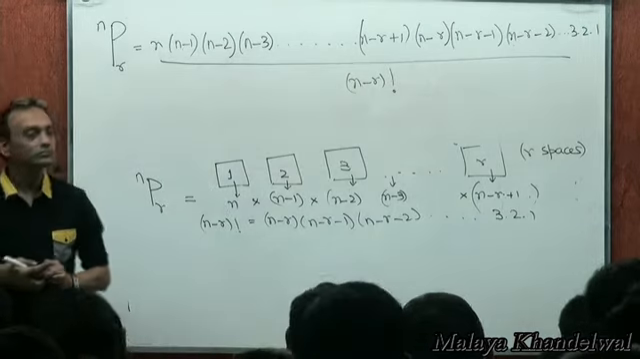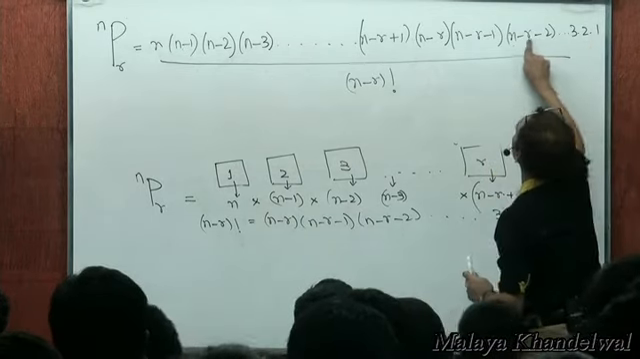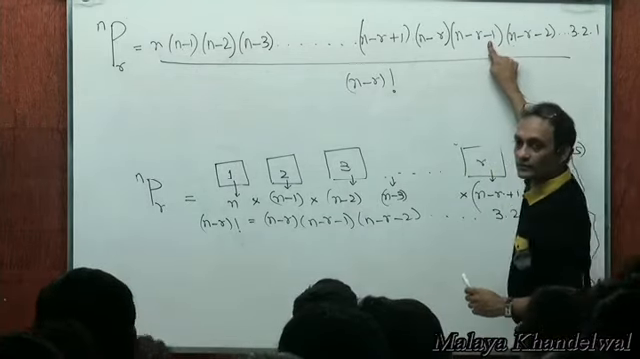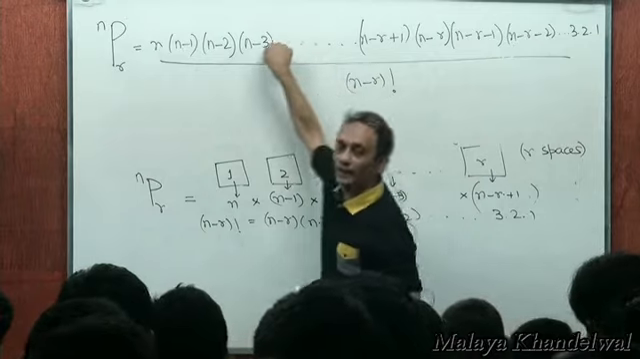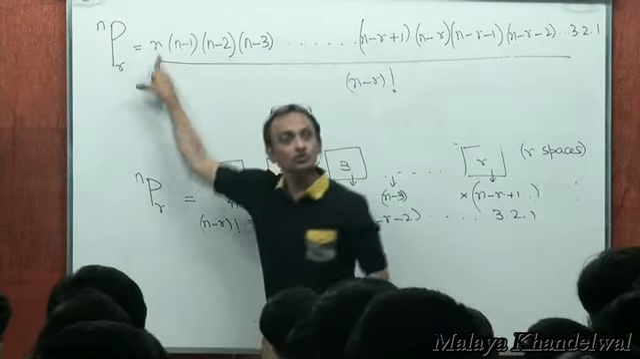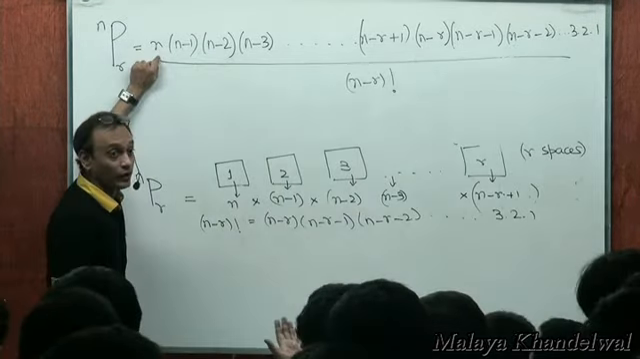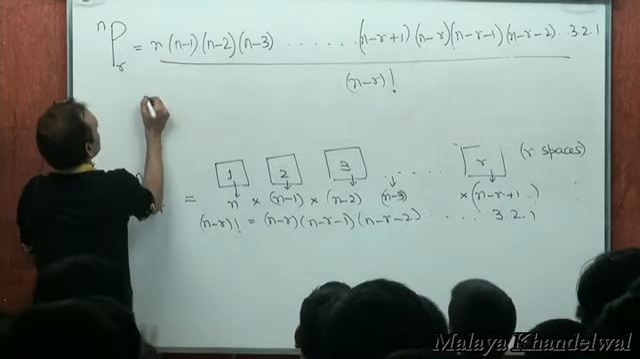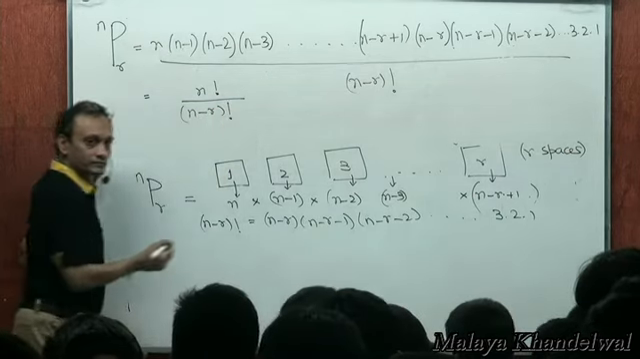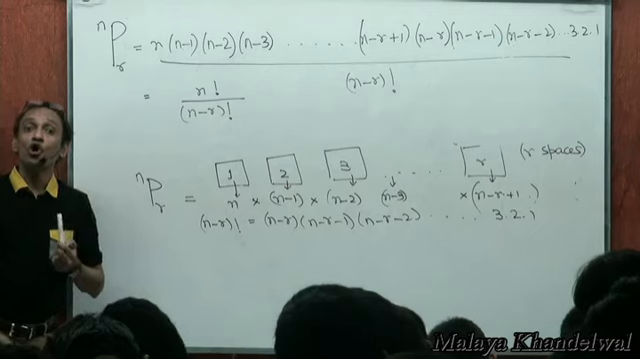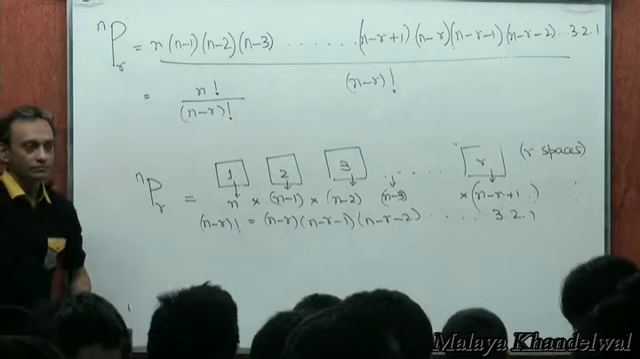Yes or no? Yes, now think of it. 1 into 2 into 3 etc., n minus r minus 1, then 1 more than this, then 1 more than this, then 1 more than this. I'm increasing by 1 unit, I'm going all the way to n. So what have I done? From 1, 2, 3, in increments of 1, I have gone all the way to n. What is that? n factorial. Precisely, that's n factorial. That's n factorial by (n minus r) factorial. That's the number of permutations of n different things taken r at a time without repetition. Got me?